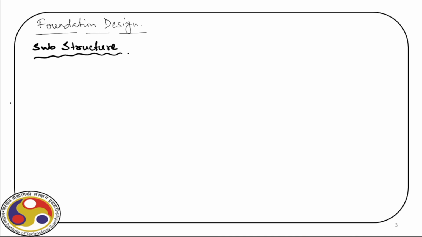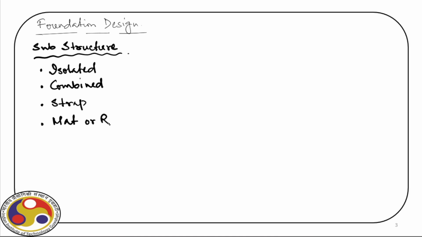And there are different types of substructure or footing. For example, isolated footing, then combined footing, then strap footing, then mat footing. We also call it raft, and then pile foundation.